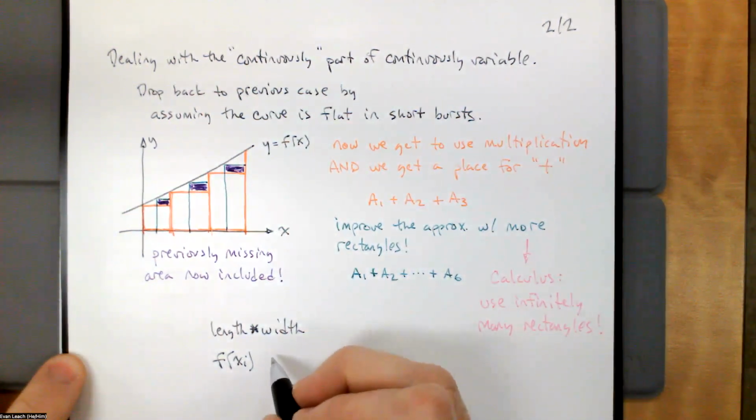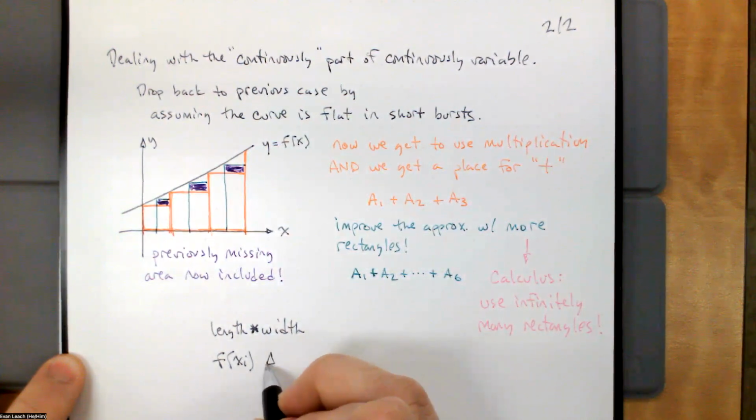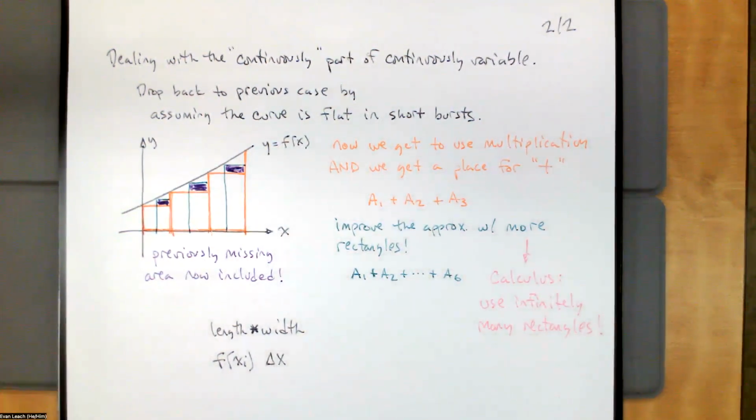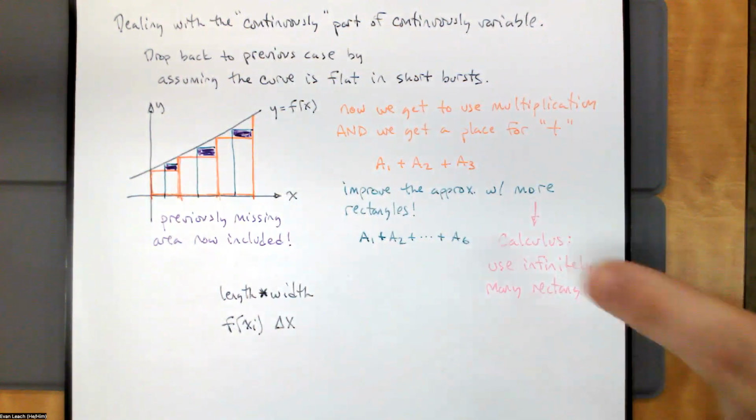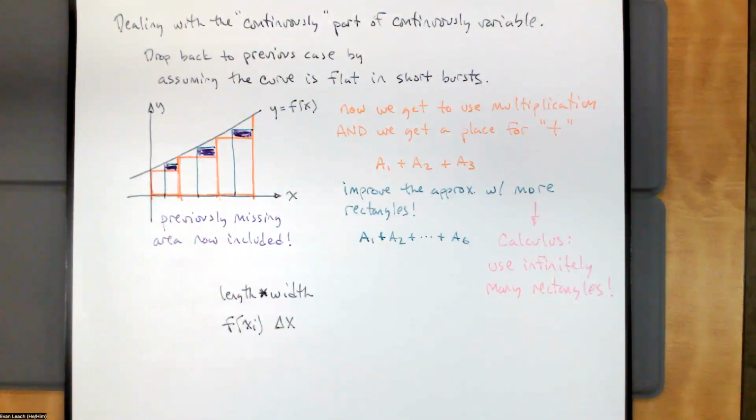And then we're going to multiply by the width, which is some small change in x. Once we flatten out the top, we can calculate area as length times width because we're making rectangles. Then what we do is just add up all of them rectangles.